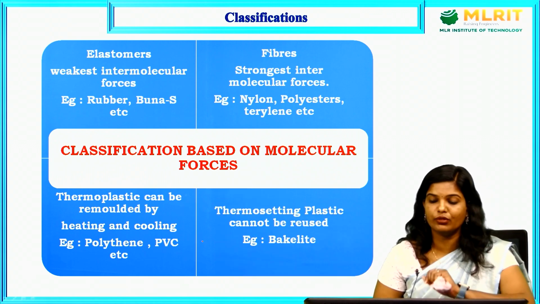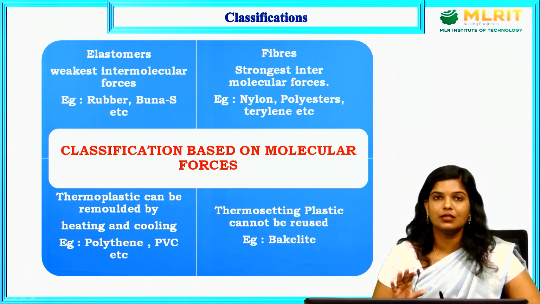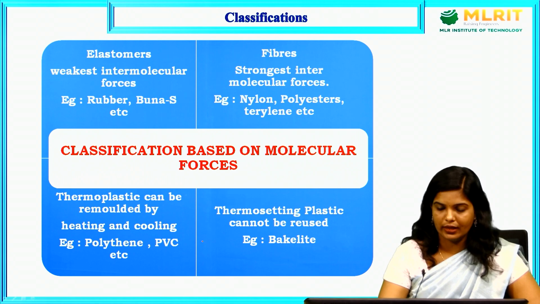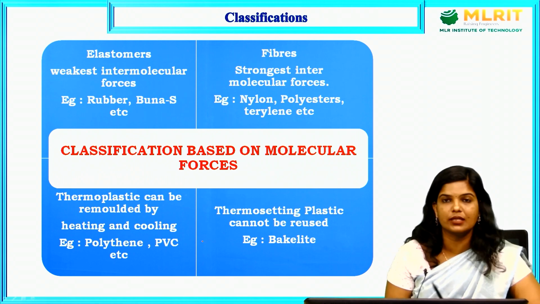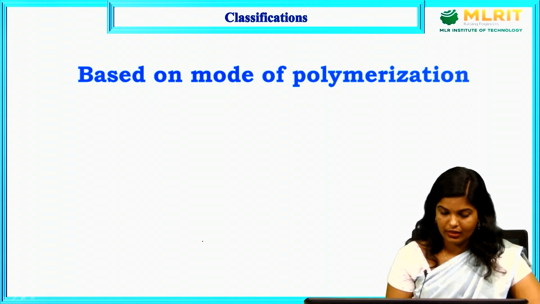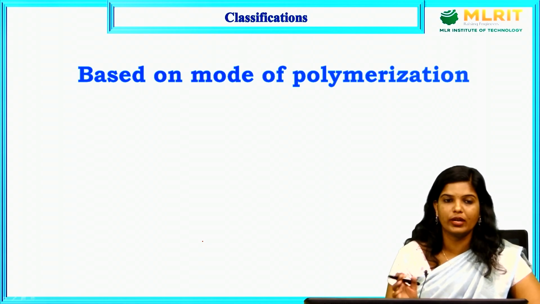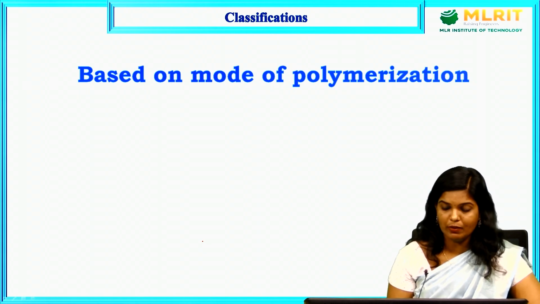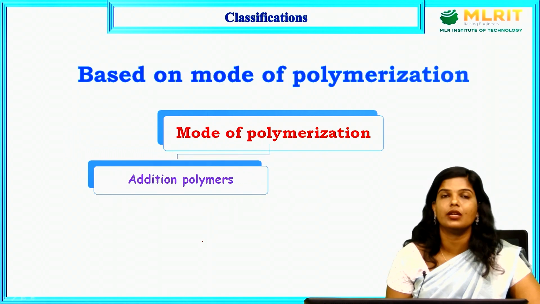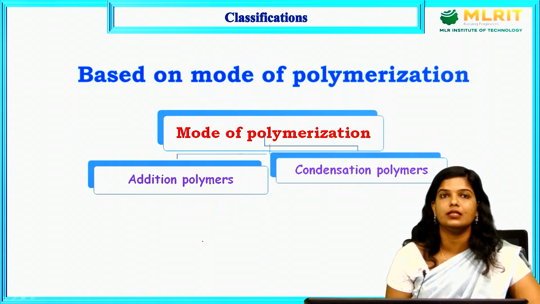In the case of thermosetting, once a shape is defined, it cannot be molded by any means of heat or light. A simple example is bakelite. Now comes the classification based on the mode of polymerization. What is polymerization? The way it is formed or reacted. It can be of two types: addition polymerization and condensation polymerization.